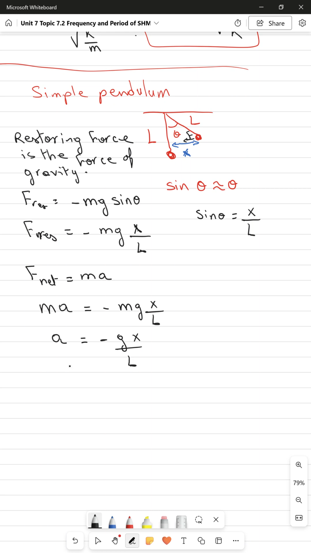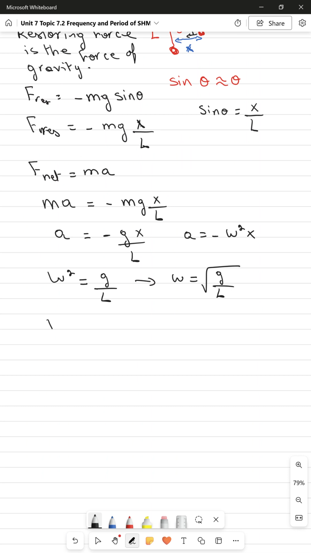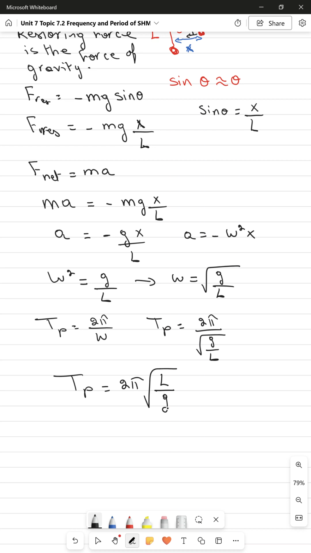Again, here we are going to say a equals minus omega squared x. So omega squared will be equal to g over L. So omega equals square root of g over L. Again, we replace it in the period of the pendulum, 2 pi over omega, which will be equal to 2 pi over square root of g over L. So the period of the pendulum will be equal to 2 pi square root of L over g. Those are our two equations.